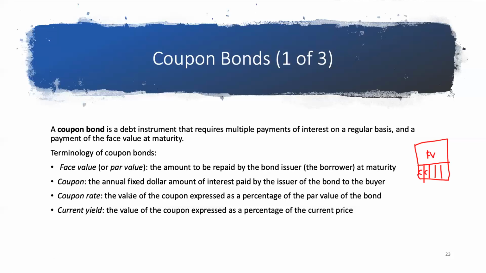And the current yield tells us what is the value of the coupon expressed as a percentage of the current price. So if this bond is trading inside a bond market, then the price of this bond is going to keep changing. So the current yield tells me, given that this is the coupon payment that the bondholder is entitled to, and this is the current price that the bond is trading at, the ratio of those two is what we call the current yield. Okay. So we'll talk about all of these in a little bit more detail.